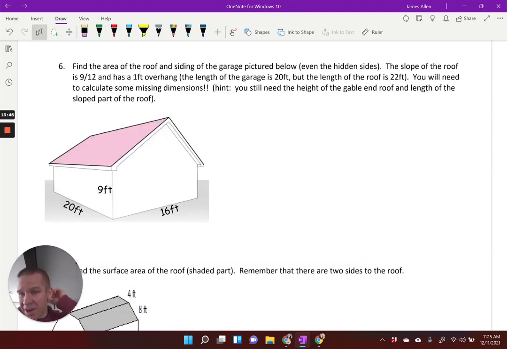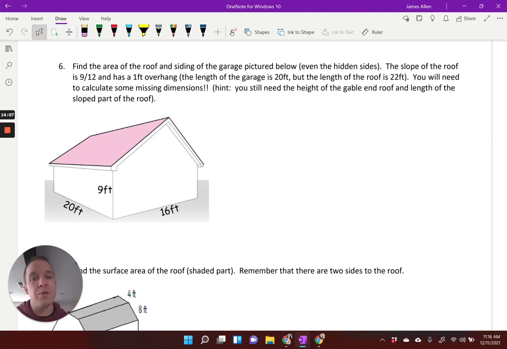All right, next one. Find the area of the roof and siding of the garage pictured below, even the hidden sides. The slope of the roof is 9/12 and has a 1 foot overhang. The length of the garage is 20 feet, but the length of the roof is 22 feet. Okay, so we do need to take that into account in this one. We're not always prompted for that. This one we are. You will need to calculate some missing dimensions.